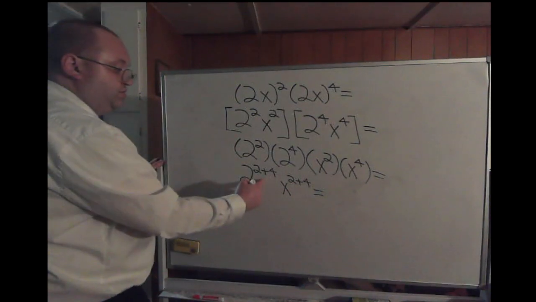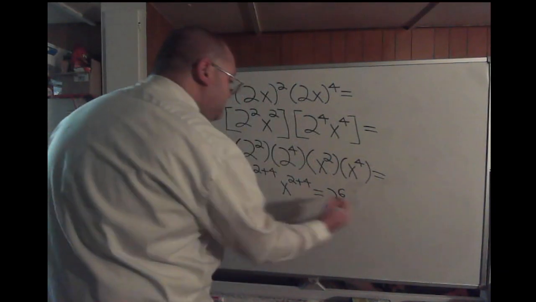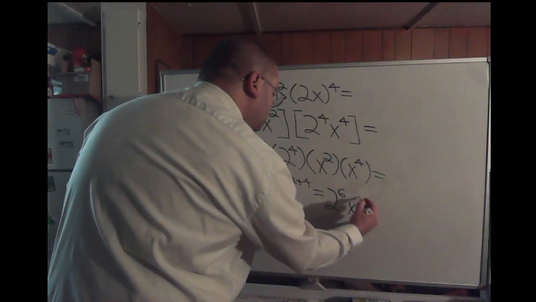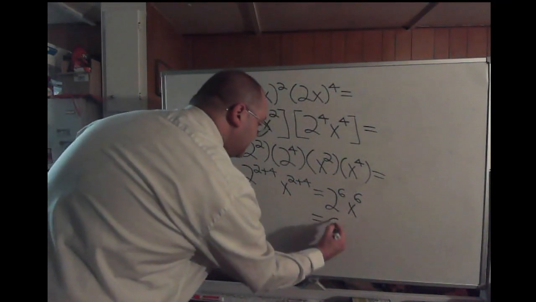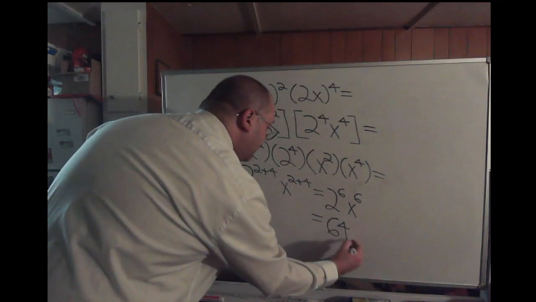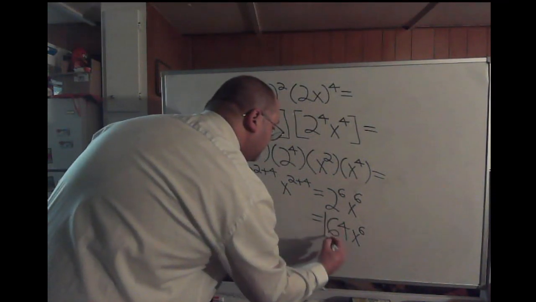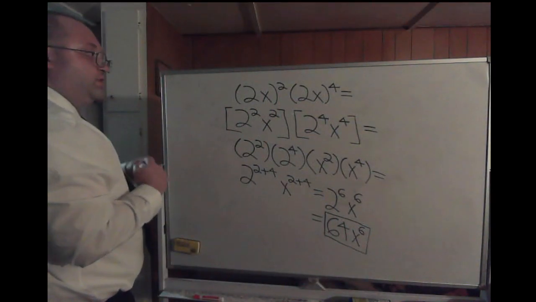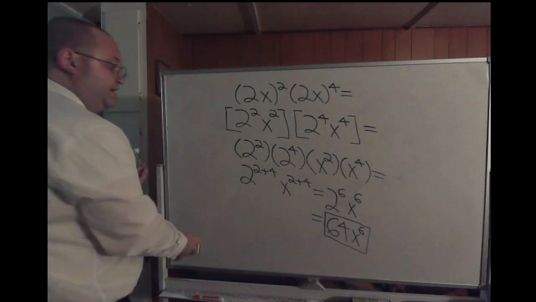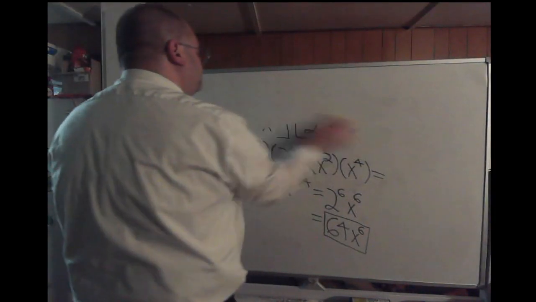Which we know 2 to the 2 plus 4, that's 2 to the 6th, times the quantity of x to the 2 plus 4, which is 6. Well, 2 to the 6th, that's going to be 64. X to the 6th is just that. So the answer you should get is 64x to the 6th power. That's exactly what you should get. And I got more examples like this.